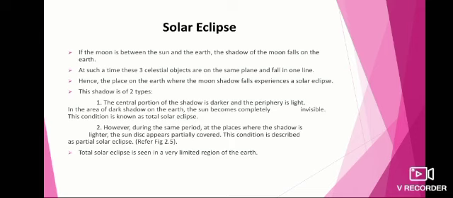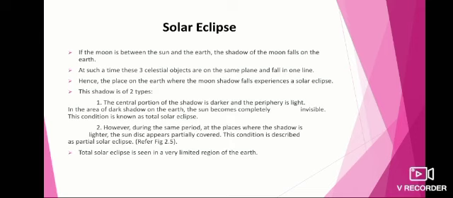This shadow is of two types. The central portion of the shadow is darker and the periphery is light. In the area of dark shadow on the earth, the sun becomes completely invisible. This condition is known as total solar eclipse.